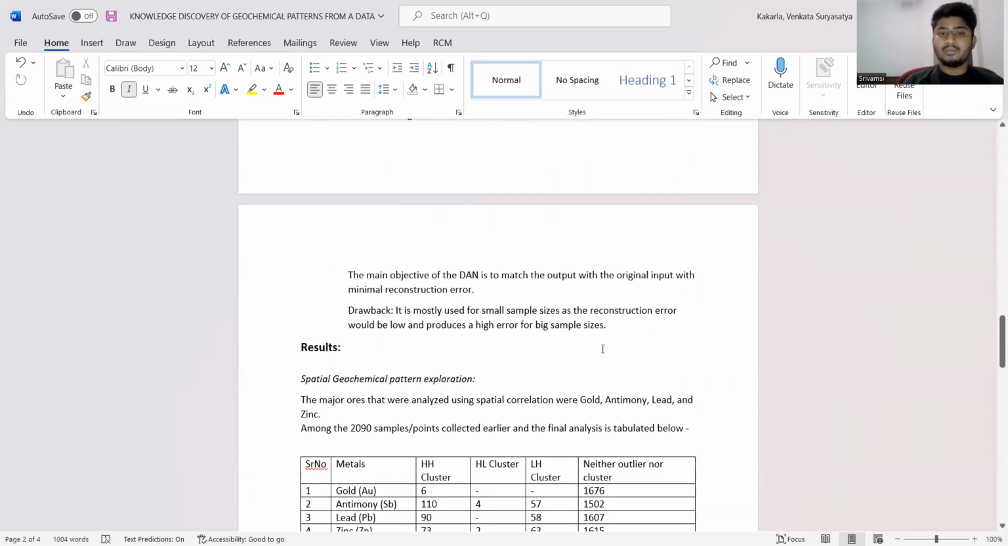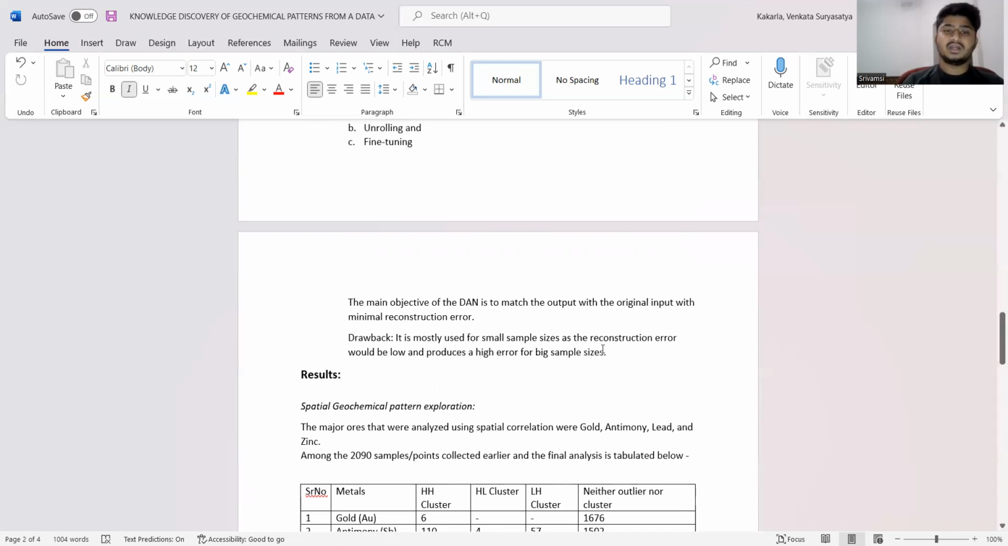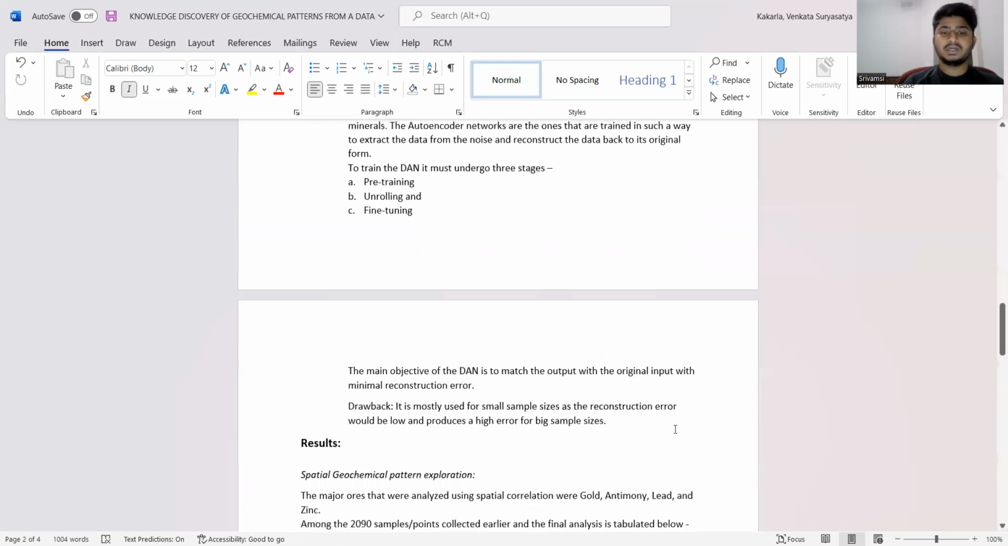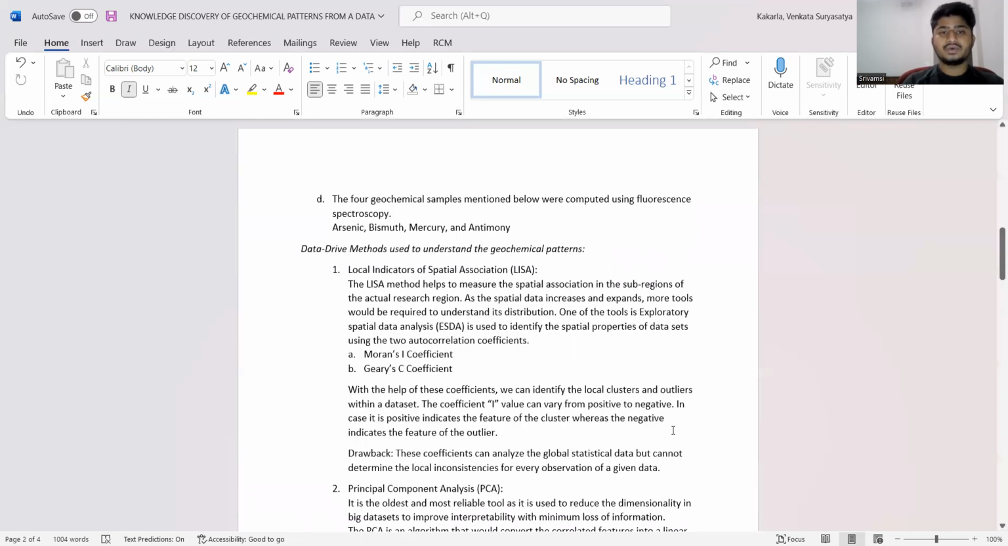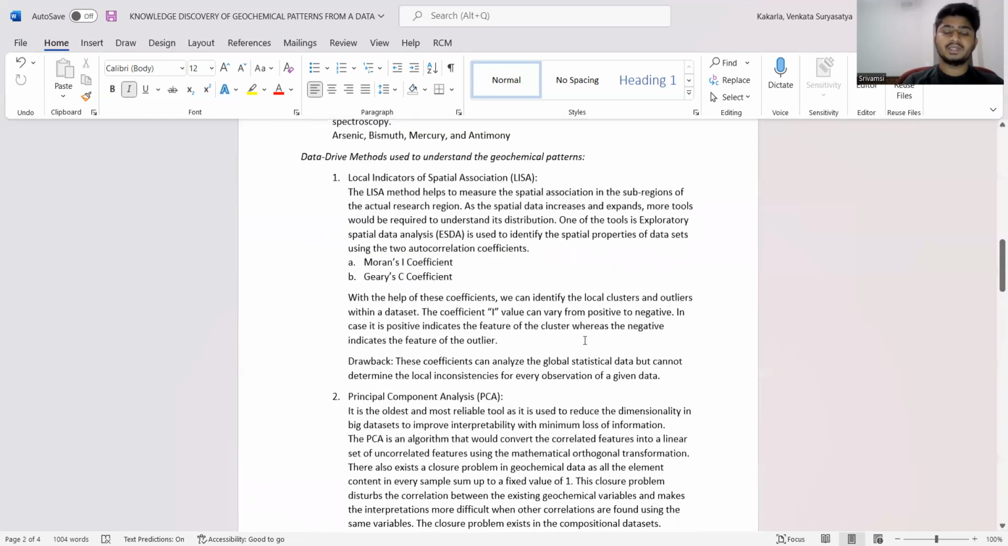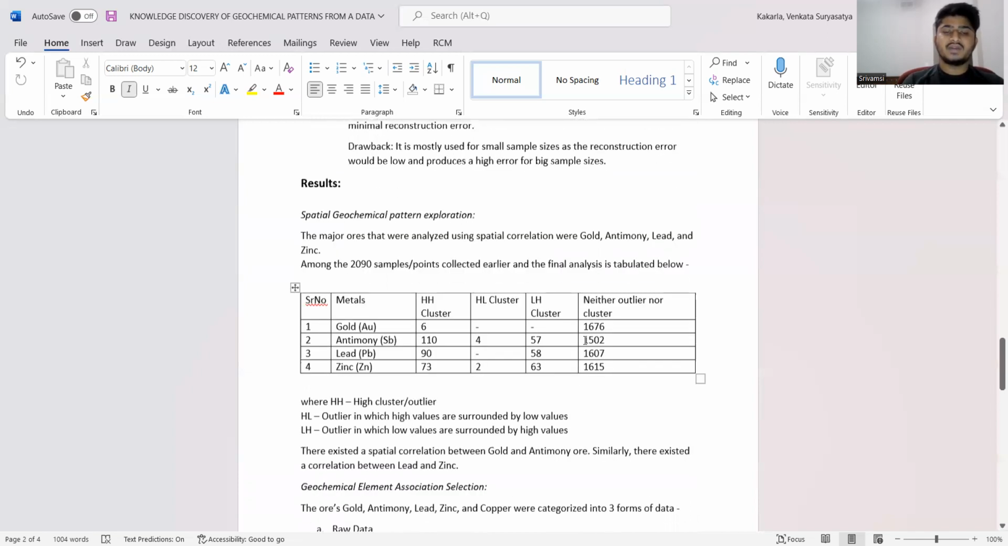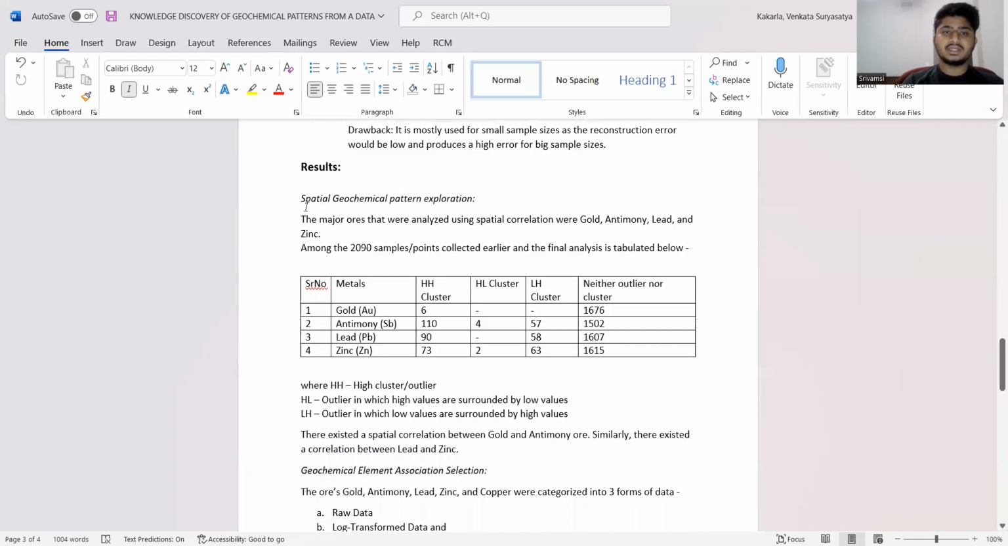The main objective of the DAN is to match the output with the original input, which minimizes reconstruction errors. Another drawback of this DAN is that it is mostly used for small sample sizes, as the reconstruction errors would be low, and it produces a high error for big sample sizes. And after going through all the data methodologies used for geochemical patterns, these are the results.